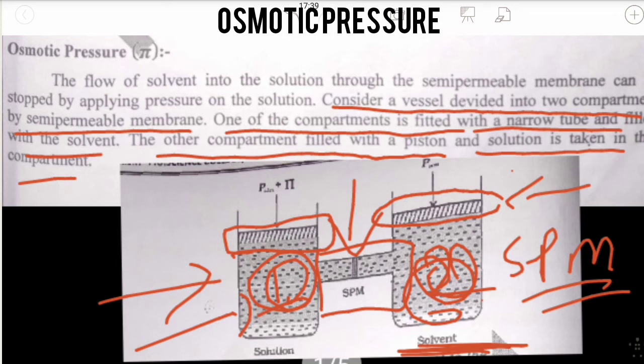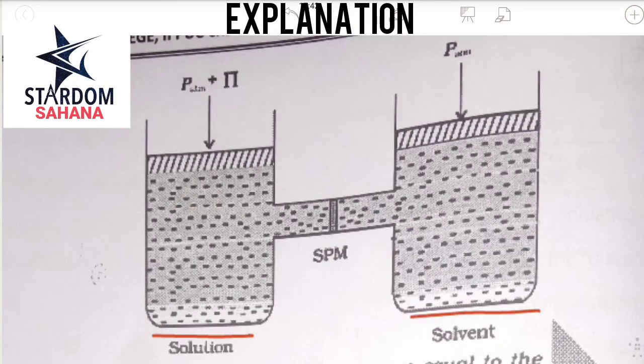It is a very simple process. In osmotic pressure, you do not allow the movement of solvent molecules through a semi-permeable membrane from solvent to solution. The flow of solvent into the solution through the semi-permeable membrane will be stopped. How will it be stopped? By applying pressure. This pressure is called osmotic pressure. This is solution and this is solvent. The solvent side is fitted with the narrow tube and the solution side is fitted with the piston.